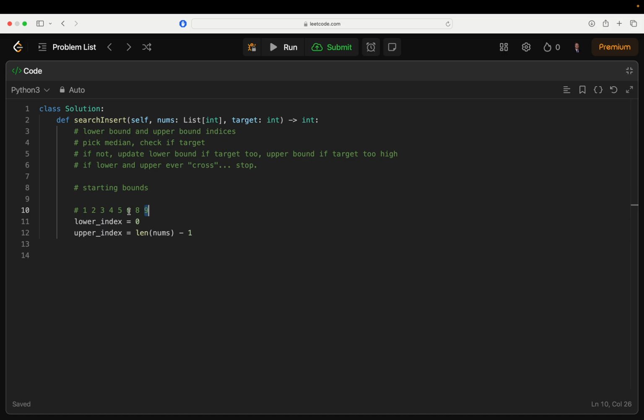So we'd say 5 plus 7 is 13. 13 divided by 2 gives us 6.5, so 6. 6 would be 8. And then 8 would be higher than the target value. So 8 would be the new upper bound.